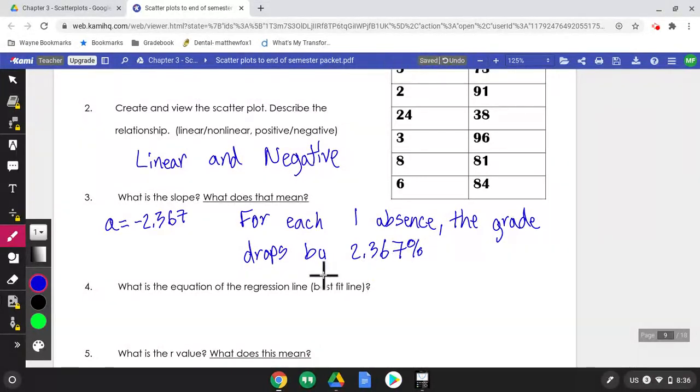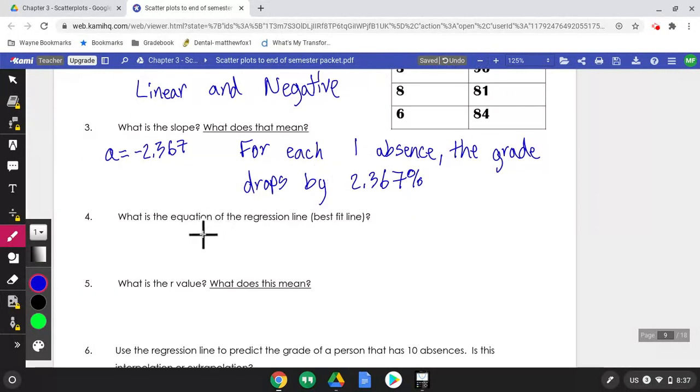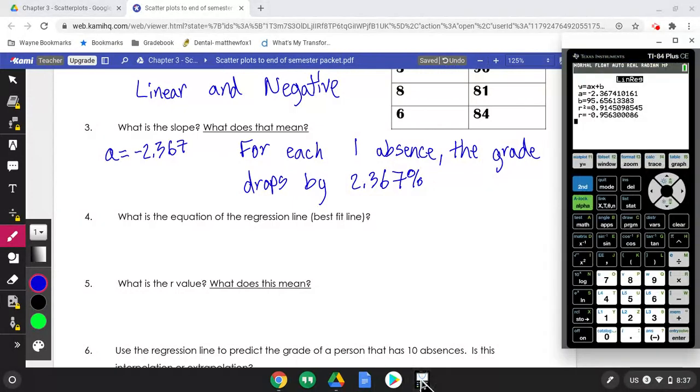All right, now number 4 says, what is the equation of the regression line, or the best fit line? So we already have the a, the slope. The b, we're used to that, y equals mx plus b, so the b is still there, 95.656. So all I have to do now is write in y equals negative 2.367x plus 95.656. Okay, and we are done with that.